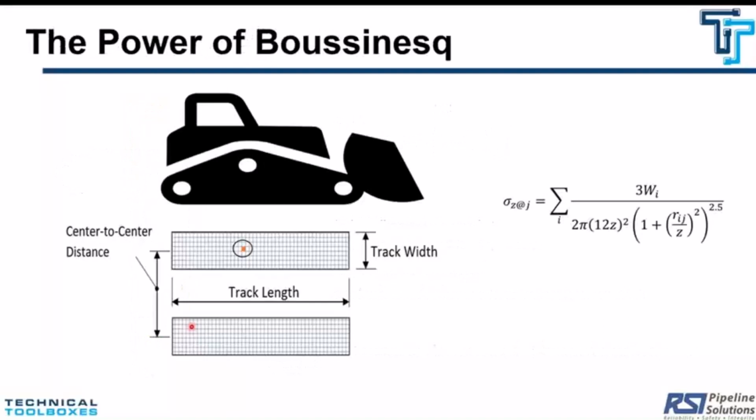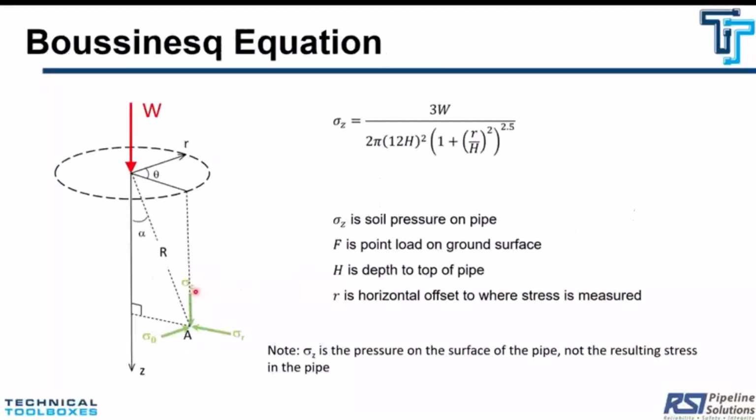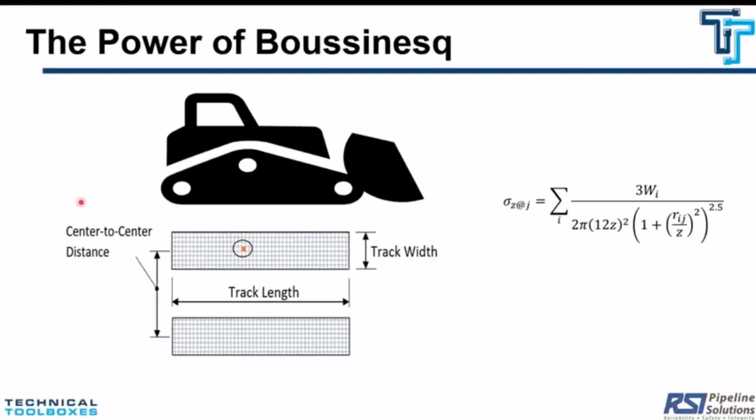Now, the good thing with using the Boussinesq equation is that it can be integrated numerically. I don't want to go into details, but the point is when you use the Boussinesq equation, no matter what type of footprint you have, you can always model it. So if your footprint is a wheel, you can model it as a single point load or a number of point loads, like 6 point loads for a vehicle with 6 wheels.